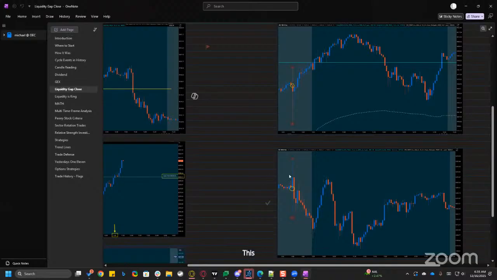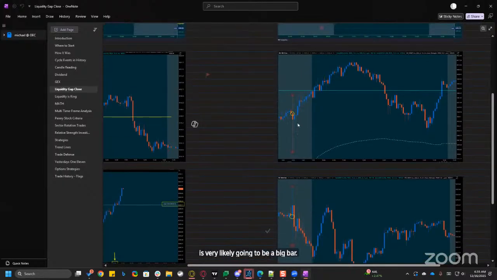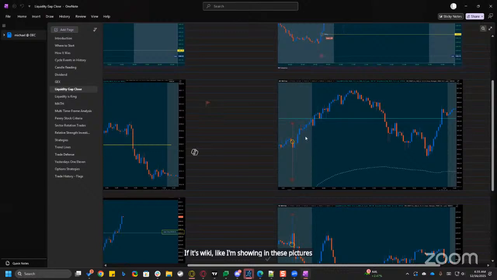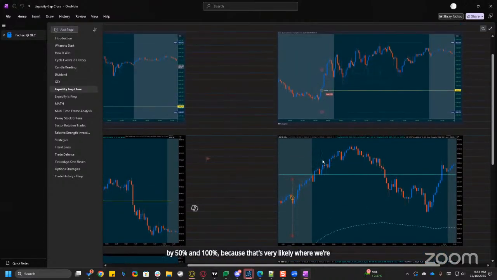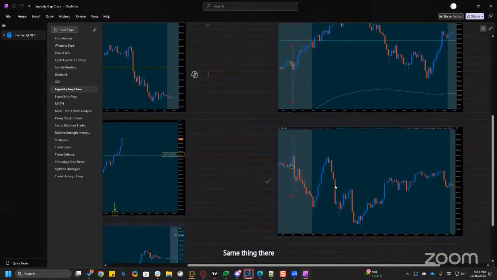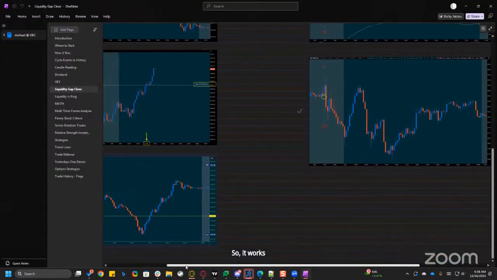This one bar at 8:30 is very likely going to be a big bar. If it's wicky, like I'm showing in these pictures, then we just want to measure the whole thing, mark 50%, and project above or below, whichever way price goes, by 50% and 100%, because that's very likely where we're going to hit and pause or hit and reverse, which is what we would have if I had put the measurement on here. We paused at 50% and we reversed at 100% of this measured move. Same thing there and there. So it works, and it works really well.